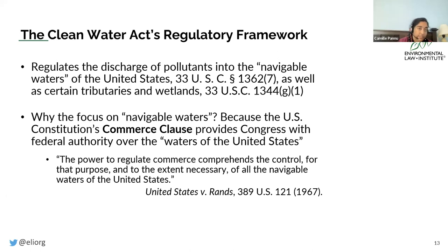The reason that we focus on these navigable waters is because the federal authority for regulating pollution and regulating the quality of our nation's waters comes from what's called the Commerce Clause within the Constitution. The Commerce Clause is how Congress does a lot of its regulatory work. And so that becomes really important. It's based on the idea that Congress has the right to regulate interstate commerce, meaning any kind of trade or activity that's related to economic processes. And that can include maintenance of waterways.